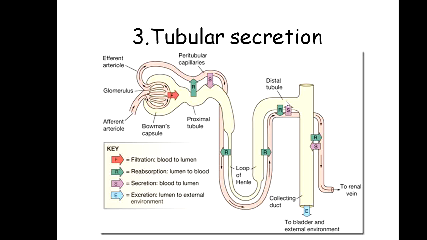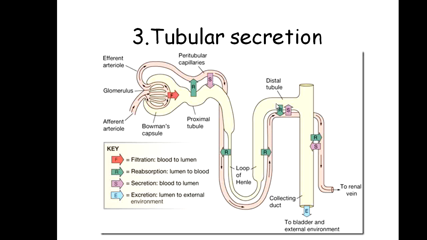In this step, the water, sodium, and uric acid, etc., are secreted from the surrounding blood vessel to the tubule, and that mainly takes place in the distal convoluted tubule. This is called the tubular secretion step. In tubular secretion, a large amount of water is also secreted from the capillaries or the blood vessel to the tubule.